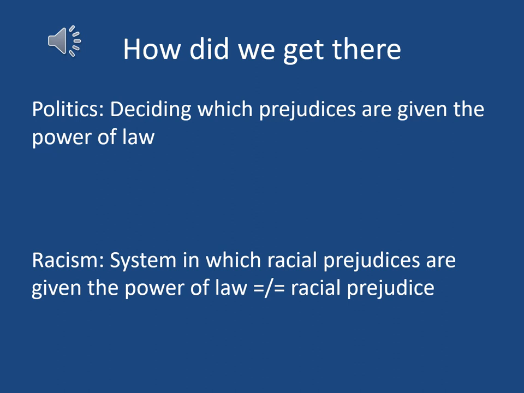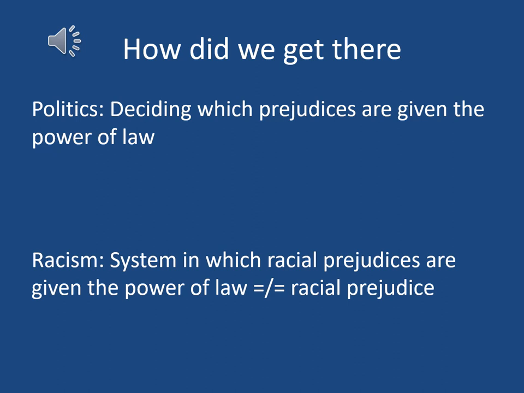and so on. So all our laws represent prejudices held by majorities, okay? And there are many prejudices held by majorities that we do not give legal sanction to. So that is politics. Now, racism is a system in which racial prejudices, the specific racial prejudices of specific groups against other specific groups, are given the power of law.